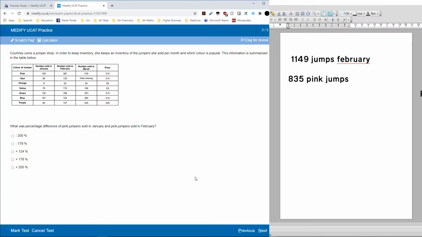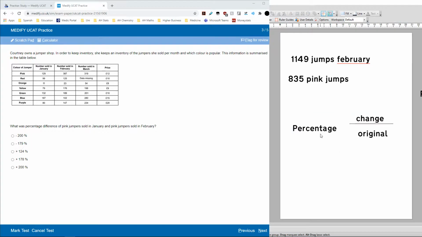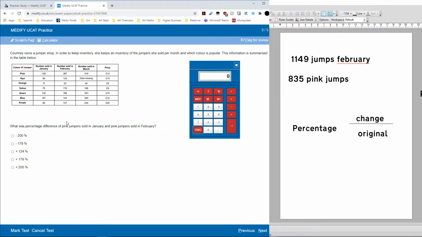Okay, the percentage difference of pink jumpers sold in January and pink jumpers sold in February. Now, I've already shown you one kind of percentages. These kind of percentages can be a little bit more complicated. So to find this out, we get the change over the original. What I would do here is I'd work out the change first. So the change in jumpers sold, that's 387, take away 129. That's 250. I'll add that to memory quickly.